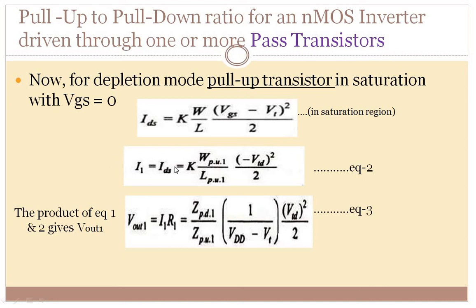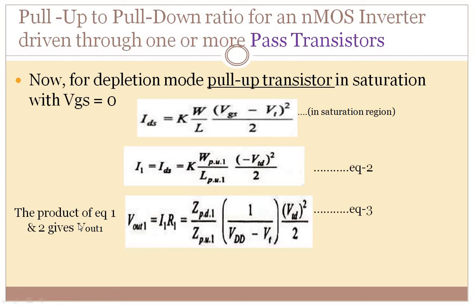So I1 is equal to IDS is equal to K into, this is for the pull up transistor in the depletion mode. WPU1 divided by LPU1 into (minus VTD) whole square divided by 2. Why? Because VGS is equal to 0. Okay, this was the condition. This is equation 2.